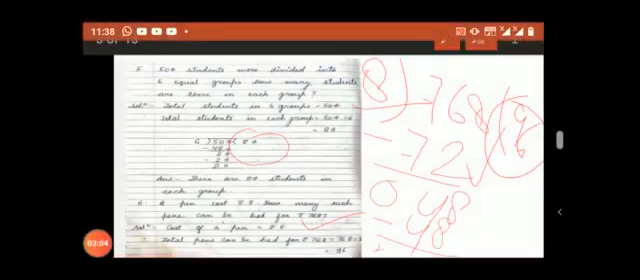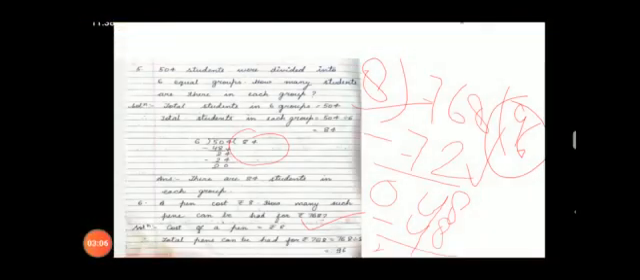Now move to the next question. 9 t-shirts cost 864. What is the cost of one t-shirt? Again we have to find out one or each, so we have to divide. Okay. So first we will write the statement as it is in the word problem. Cost of 9 t-shirts, 864 rupees, is given to you. So we have written it here.